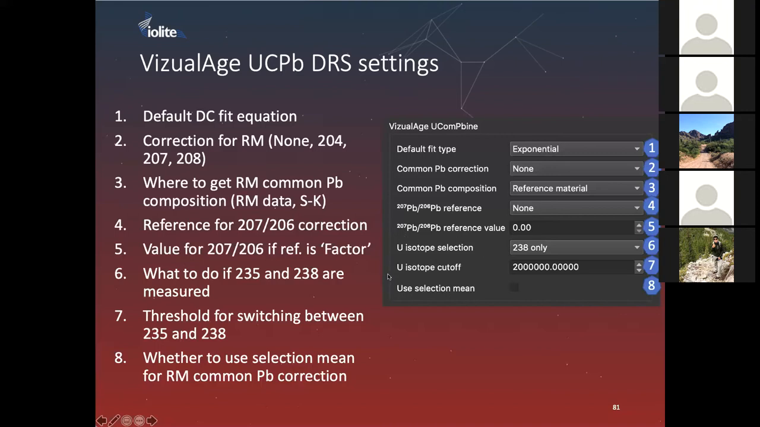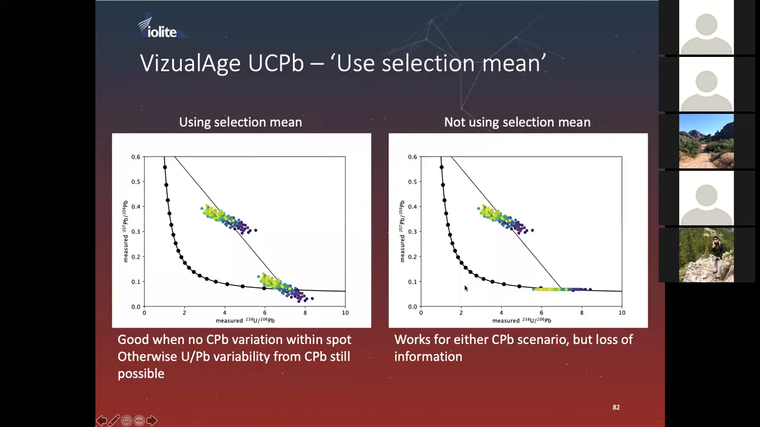And we also have some additional options for what you want to do for uranium isotope selection. So in cases where you've measured 238 and 235, you can have it use just 238 or just 235 or switch between the two at some cutoff. And if you were using some cutoff, you would specify the value here. It's number 7. Now the last item, use selection mean, requires a bit more explanation. So we're going to look at a little plot here.